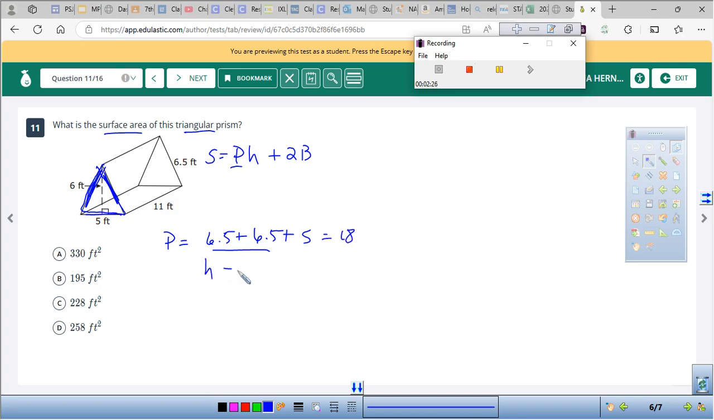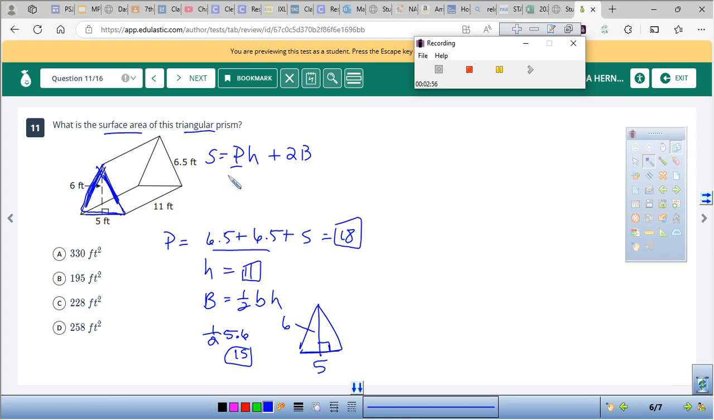I'm going to go height, the distance from one base to the other base, 11. And then the big B is going to be 1/2 BH. My triangle is like this. This is the right angle right here. The base in this situation is 5, and then this one here is 6. So we're going to come out here 1/2, 5 times 6, 30, half of 30 is 15. So we're using 15, 11, and 18.